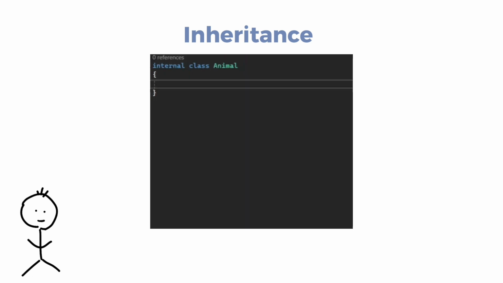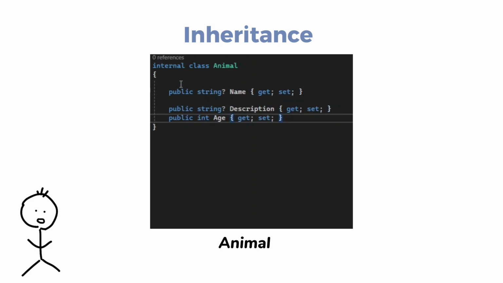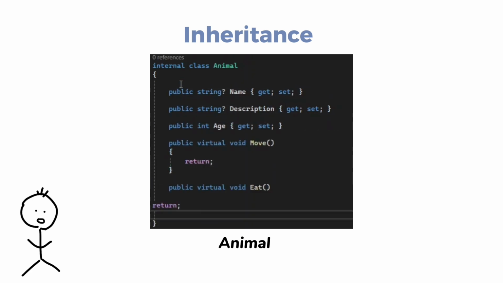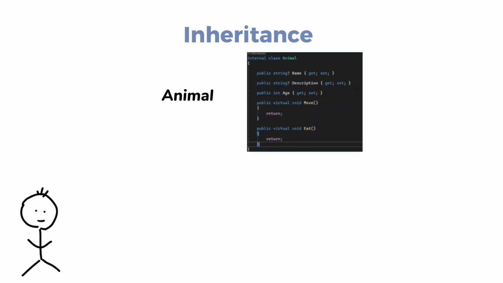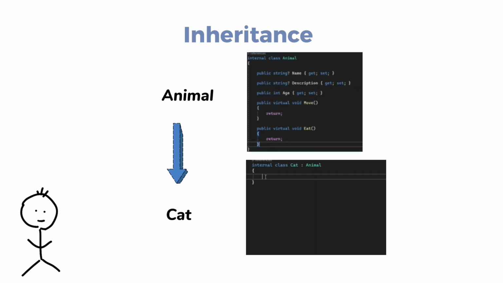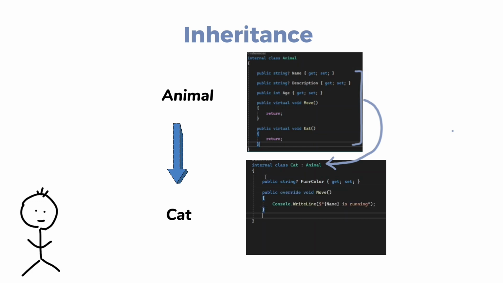Let's say we created a class called Animal. It already has attributes name, description, age, and methods move and eat. While creating the class Cat, when we want to use the same methods and attributes as Animal, we don't need to add them from the beginning. Our class Cat will inherit its structure from the class Animal, and the only thing we will add is a fur color.